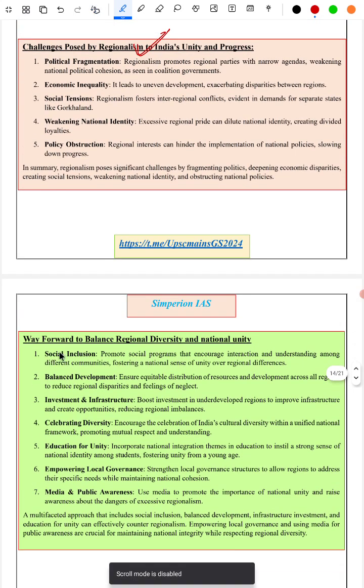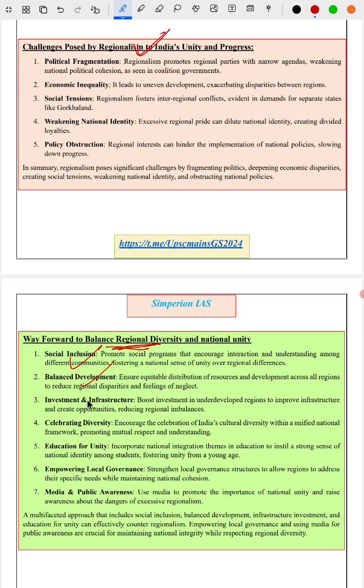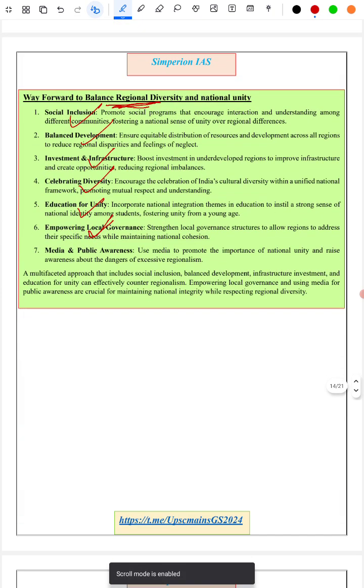Next particular topic we have covered is the way forward to balance regional diversity and national unity. This is the most important. Balancing the diversity of India along with the national unity. We have covered 7 points like social inclusion, balanced development, investment and infrastructure in most parts of the country, celebrating the diversity, education for unity, fostering local governance, empowering local governance, and media and public awareness. We have covered everything and we have given one conclusion.